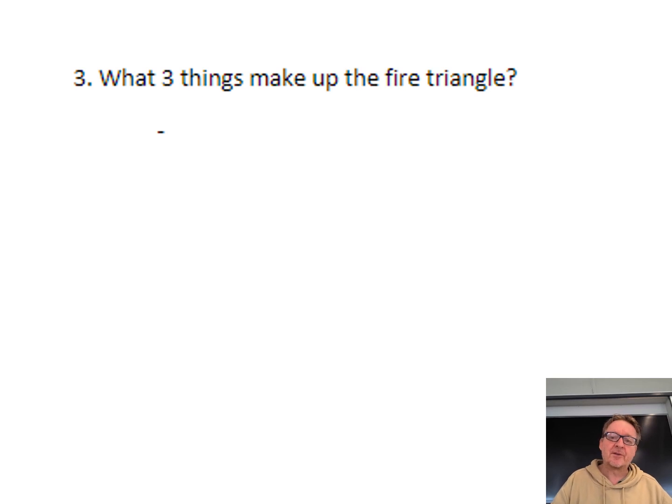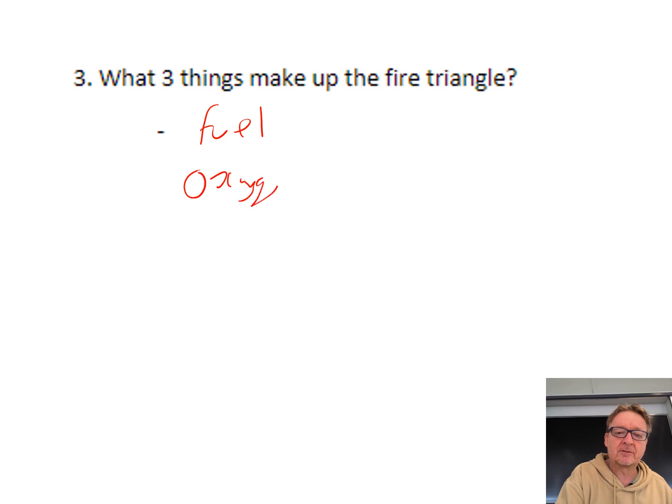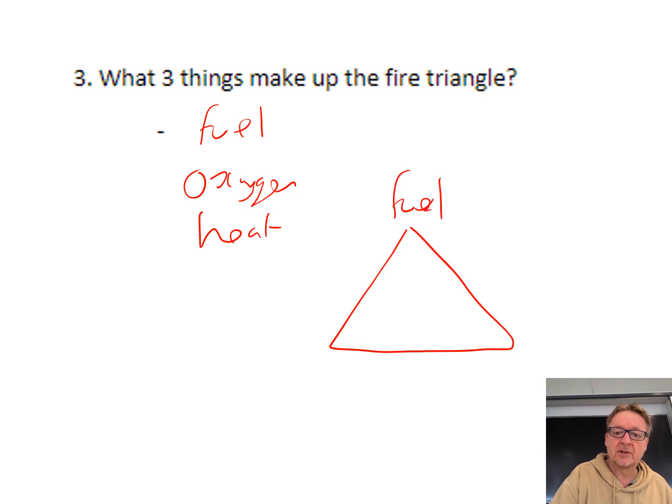Number 3, what 3 things make up the fire triangle? Fuel, oxygen, and heat. I often think, draw the triangle: fuel, oxygen, heat.